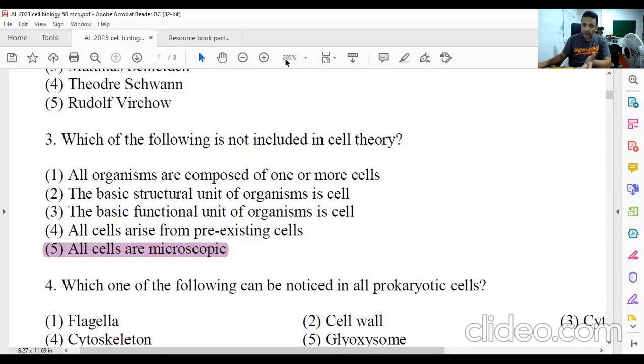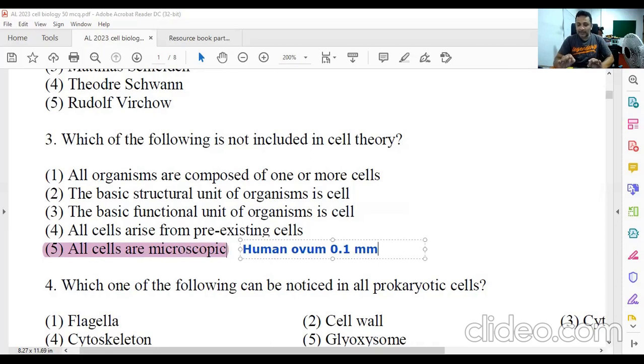Here I want to tell you an important point. The main point is that all cells are not microscopic. For a simple example, if you take the human ovum, it has a size of 0.1 millimeter.